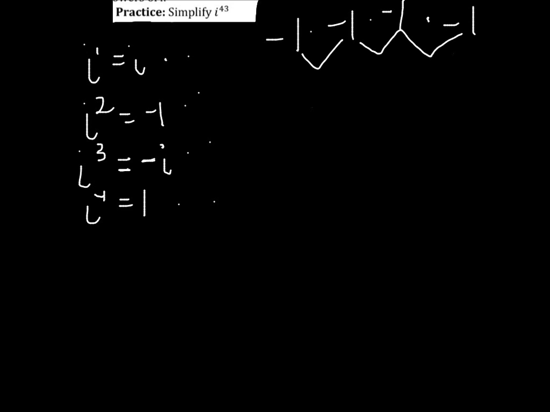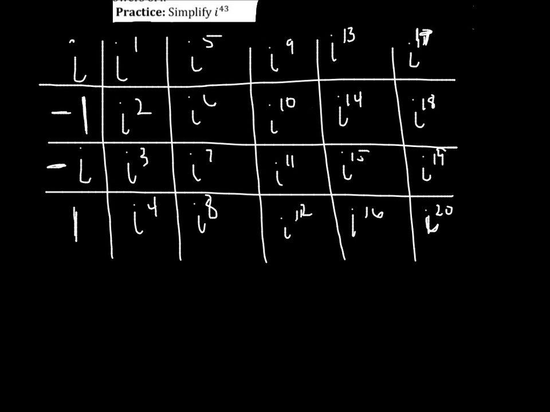Alright, so to figure out i to the power of 43, you'll notice that all the i to the powers are going to equal 1 if they're a multiple of 4. Let me show you what I mean. I'm going to make a little chart for you here. Now obviously you're not going to want to have to make this entire chart. This is just to show you the pattern here.